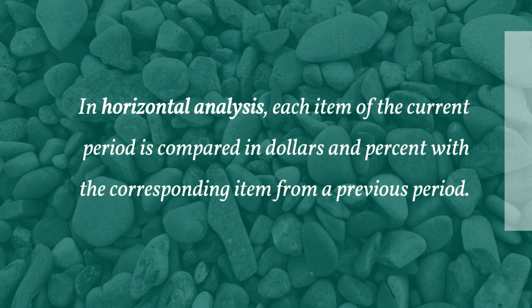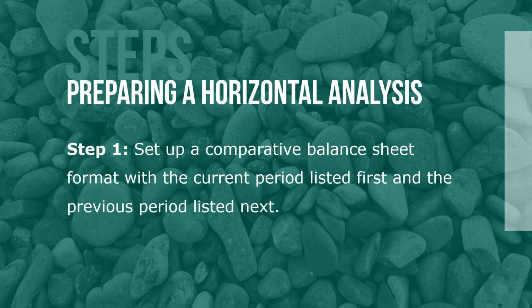In horizontal analysis, each item of the current period is compared in dollars and percent with the corresponding item from the previous period. Here are the steps to preparing a horizontal analysis. Step 1. Set up a comparative balance sheet format with the current period listed first and the previous period listed next.